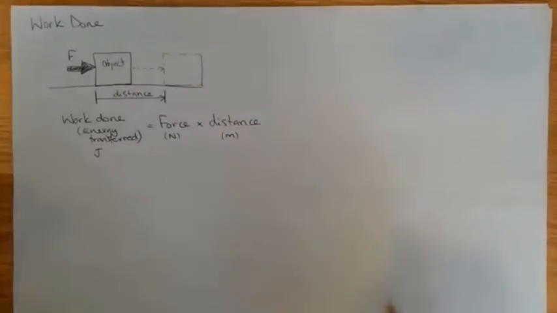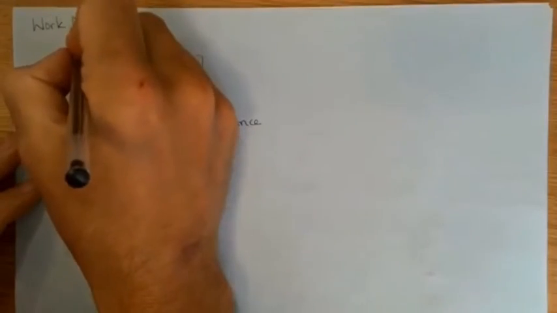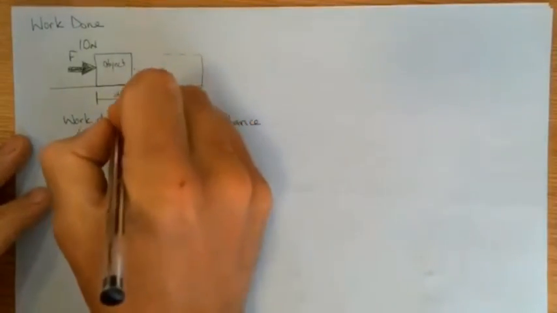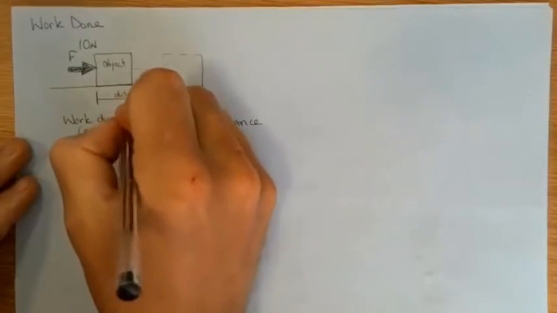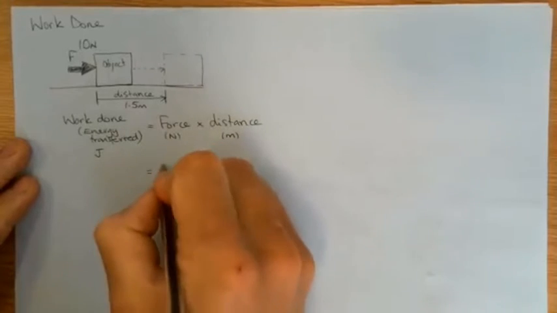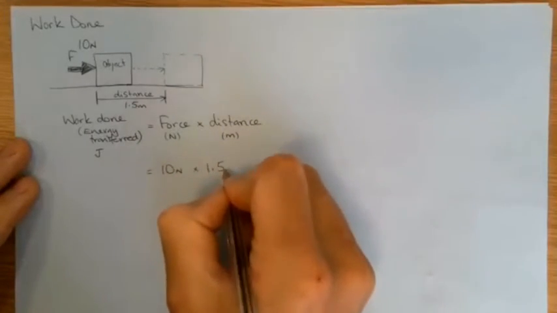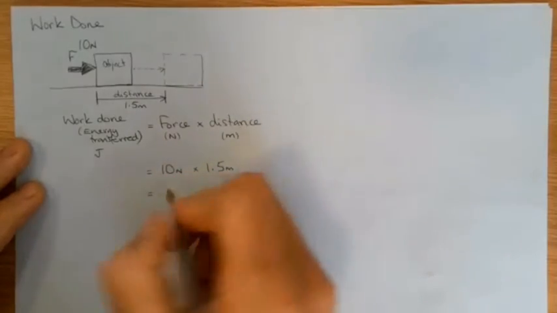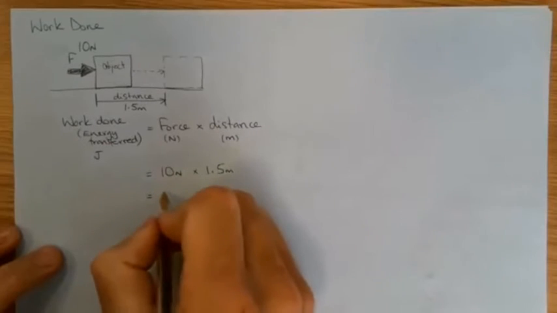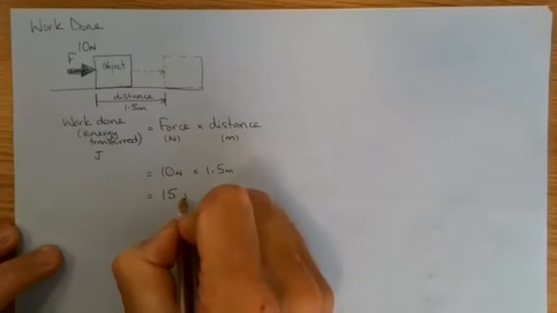That's a really simple example, but let's say that this force is 10 newtons and you move the distance 1.5 meters. How much energy? Then it would be 10 newtons multiplied by 1.5 meters. How much energy has been transferred during that? It would be 15 joules.